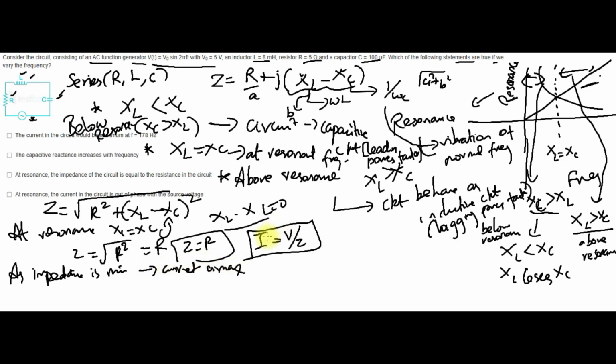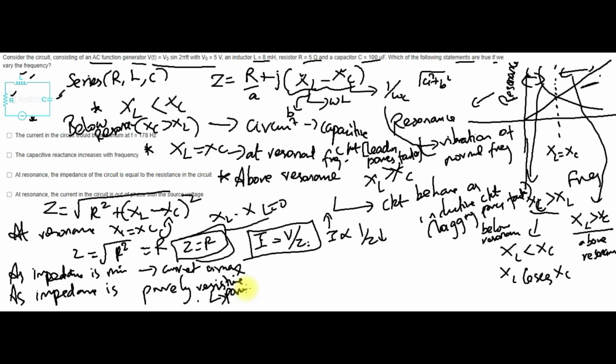Why? Because I is inversely proportional to Z. If you write equality, you can write I equals V by Z. So if current I increases, Z decreases. Z means impedance, current means I. Then the same thing, as impedance is purely resistive, that means it is equal to R. Purely resistive means you are getting power factor equal to 1, that is called unity.